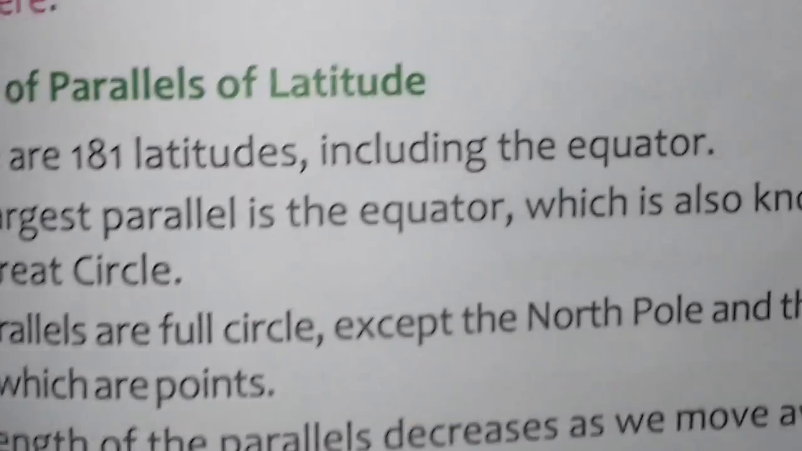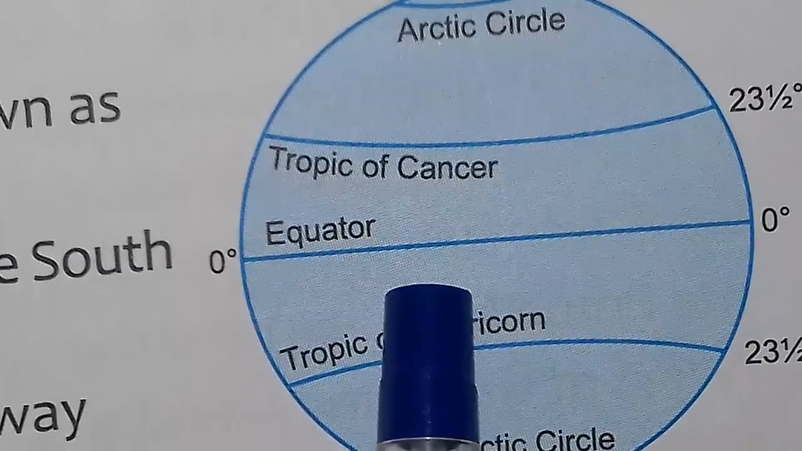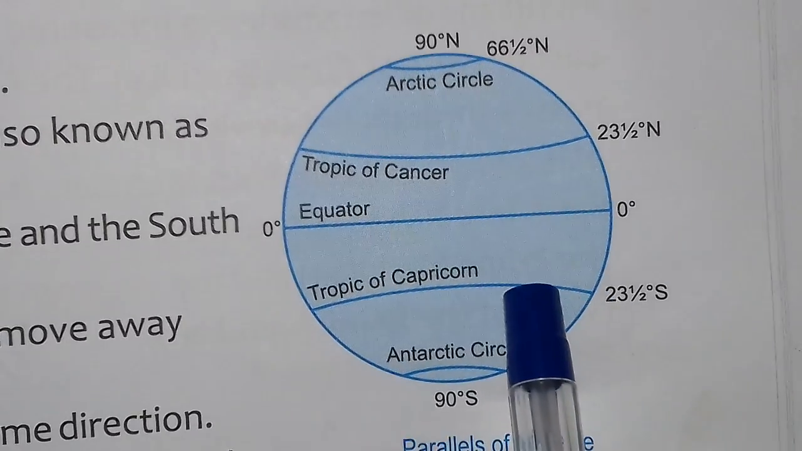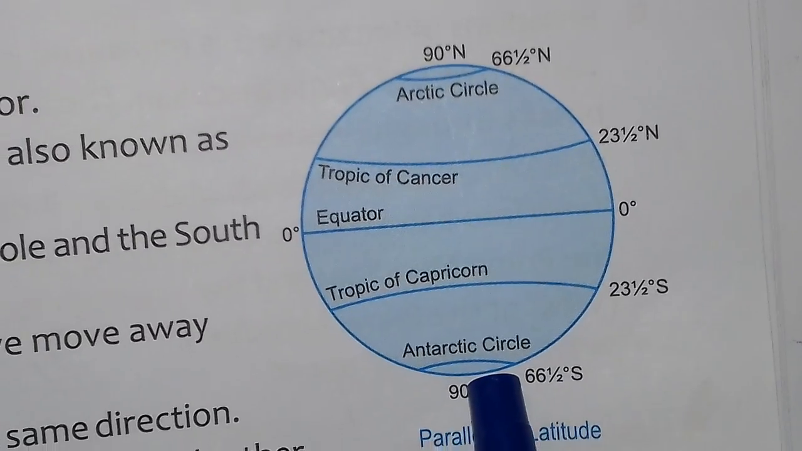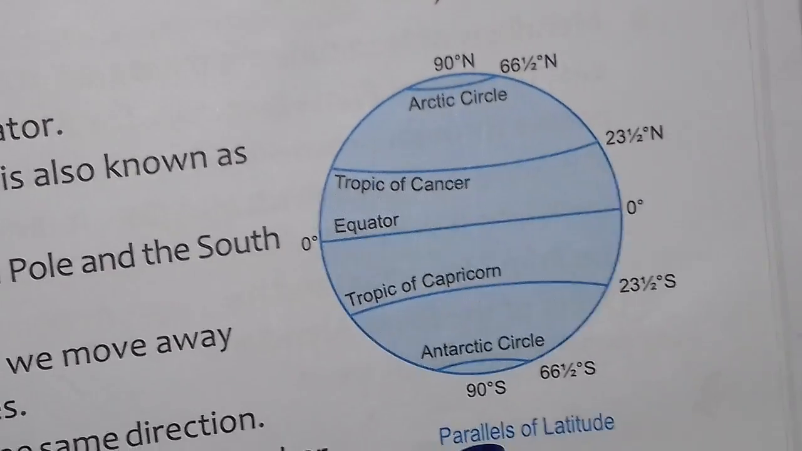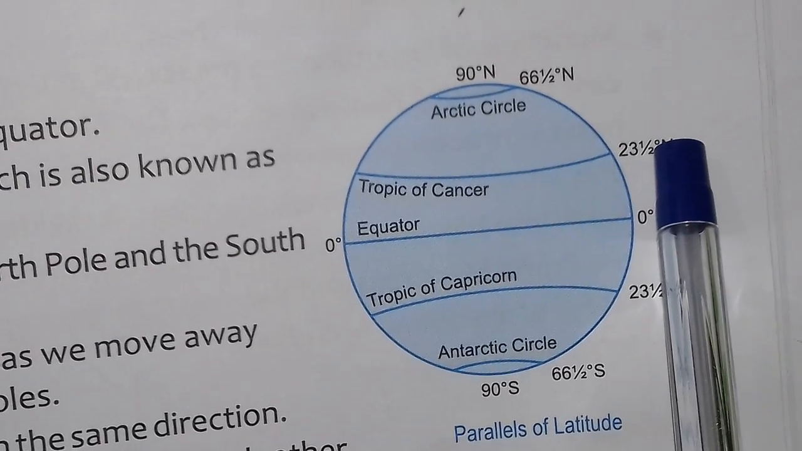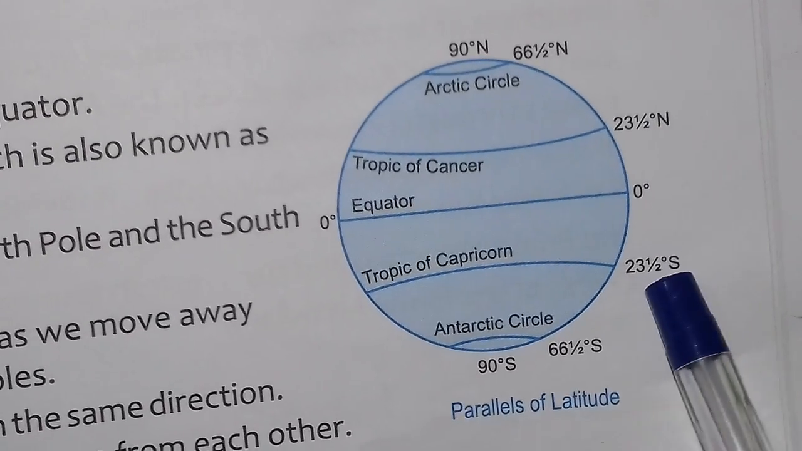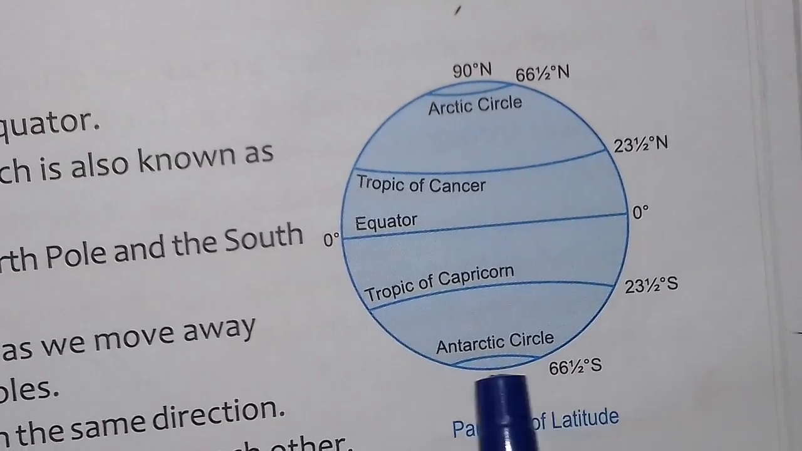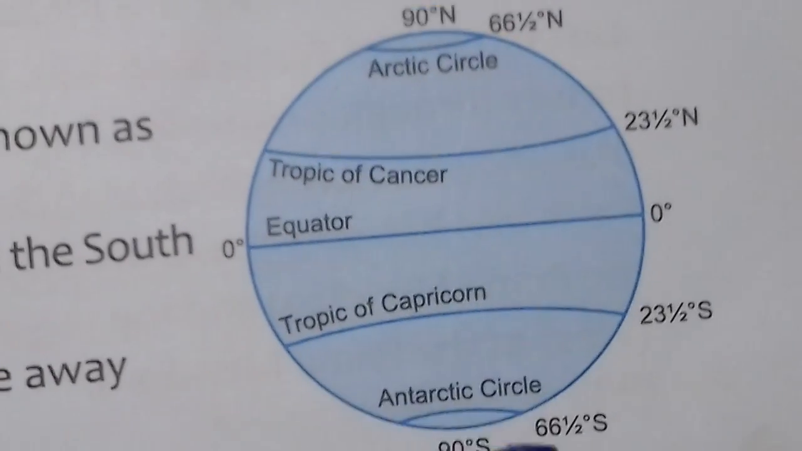You can see, firstly the equator 0 degree, then Tropic of Cancer, Tropic of Capricorn, Antarctic Circle, Arctic Circle, and these are the poles. 0 degree is the equator, 23.5 degree north is the Tropic of Cancer, 23.5 degree south is called the Tropic of Capricorn, 66.5 degree south Antarctic Circle, and 66.5 degree north Arctic Circle.